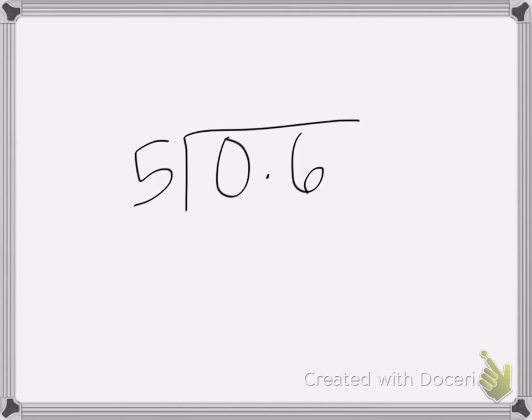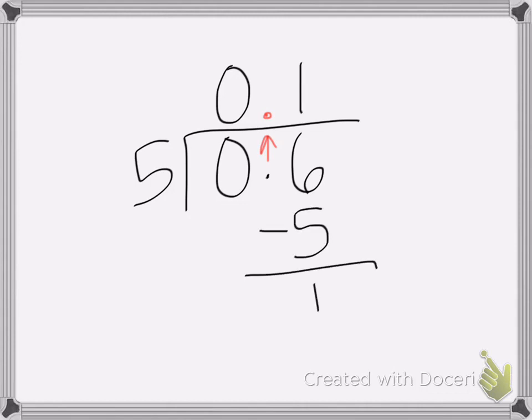Alright, last one. Here we have 0.6 divided by 5. Okay. Remember, the decimal place goes straight up when dividing by a whole number. I'm going to go ahead and put my 0 in there because 5 cannot go into 0. So then we think, 5 goes into 6 how many times? Goes in once, that's 5. We subtract and get 1.